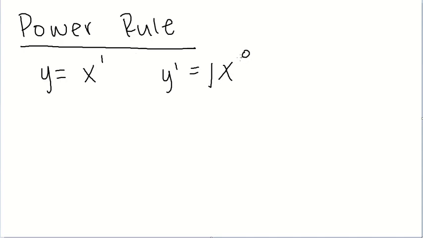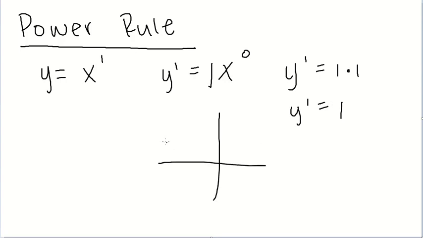So x to the 0 power is going to be 1. So y prime is going to end up being 1 times 1. And 1 times 1 is just 1. So in this case, our derivative is just 1. And what does 1 look like? Well, 1 is just a straight horizontal line at a y value of 1.